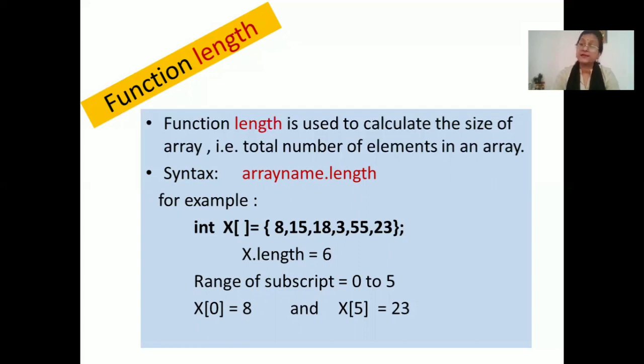Of course, the range of the subscript will be 0 to 5 here in this particular example. And x[0], which is the first value, is 8. And x[5], which is the last value, is 23.